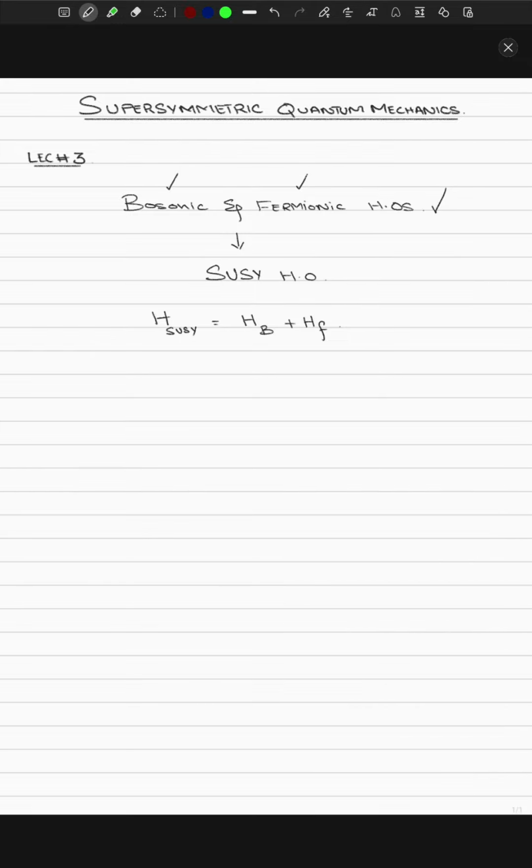We are going to start by making an assumption, in fact, and that assumption is that these two bosonic and fermionic oscillators do not interact. So there is no interaction between the bosonic harmonic oscillator and the fermionic harmonic oscillator, which mathematically would just mean that these two commute with each other, correct?